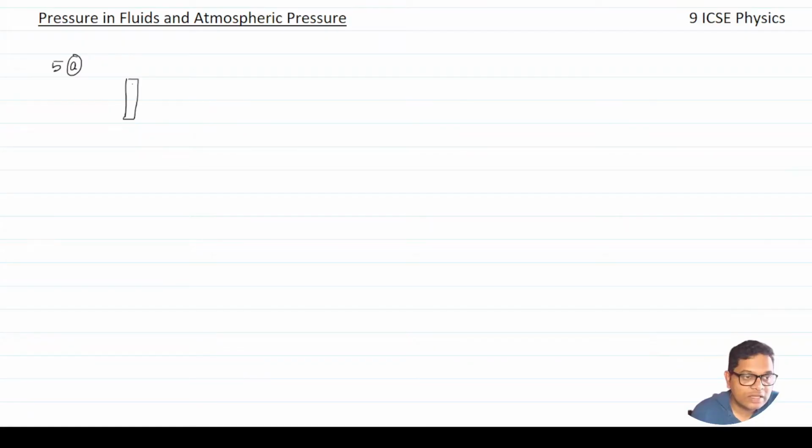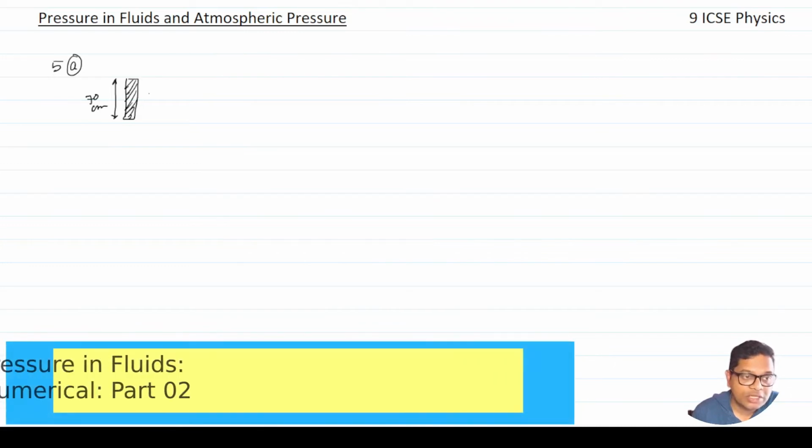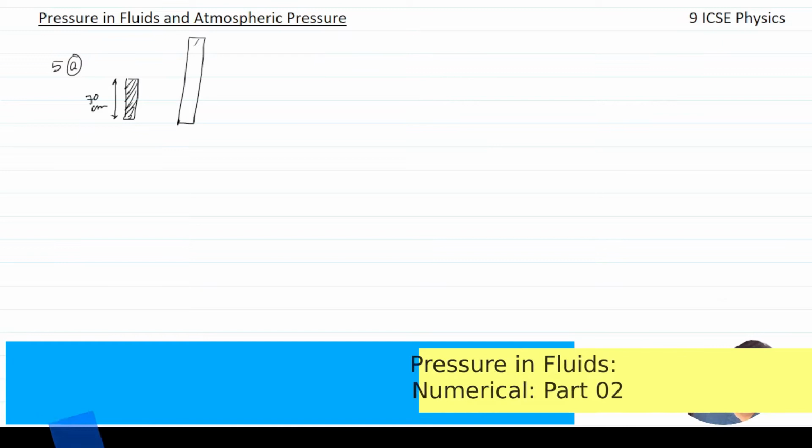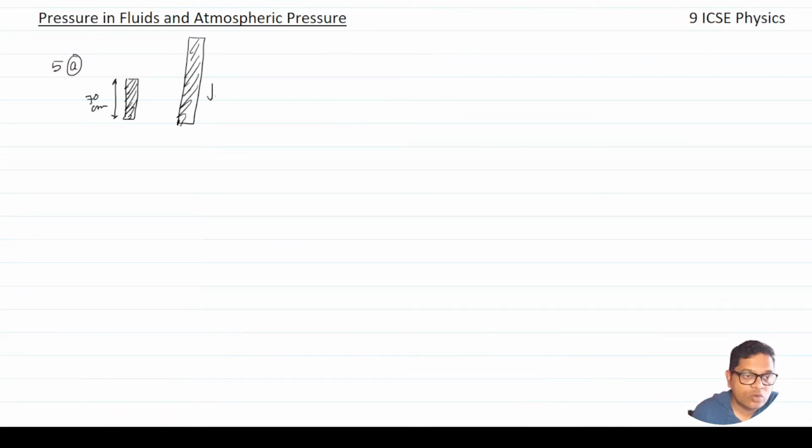The question says you have mercury to a level of 70 centimeters. If you want the pressure that this much mercury exerts to be exerted by water instead, what should be the height of the water column? For that, what information do we have?